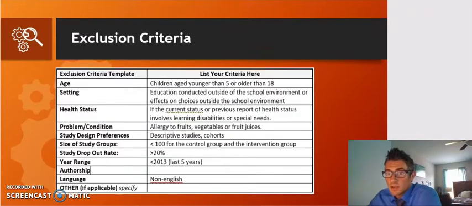So my exclusion criteria was everything outside the inclusion criteria. So children younger than 4 and older than 18. If the setting is outside of the school, we're not looking at home environments, although some of these studies did have information and data that were included along with the inclusion criteria, so that was fine. Anything outside the past 5 years will not be included in the systematic review.